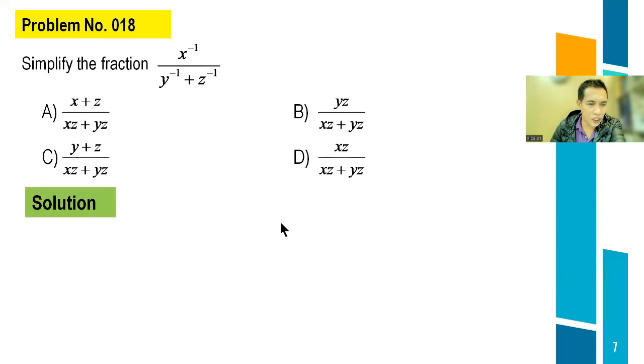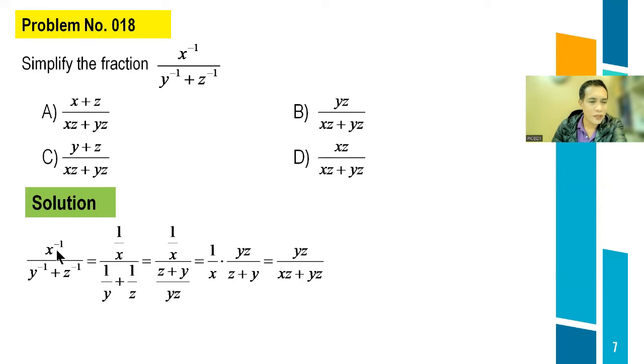Okay, for the solution, all right, so we have the given. To solve for this expression, we're going to convert this to positive exponent. So we know that we have negative exponent. So we have x raised to negative 1, that's equal to 1 over x, over y raised to negative 1, that's 1 over y, plus z raised to negative 1 is equal to 1 over z.